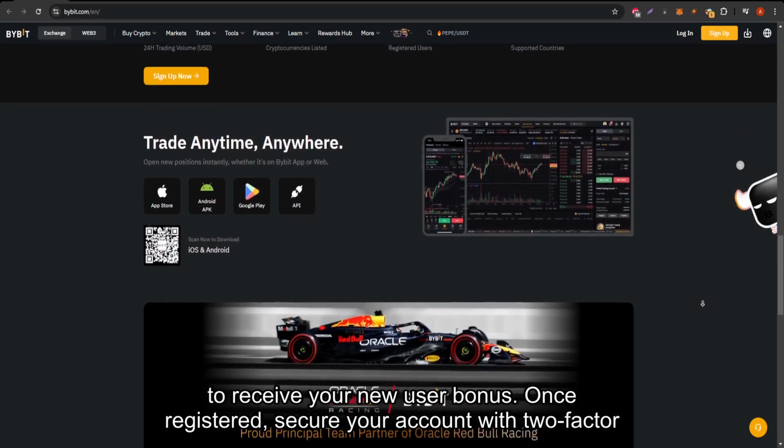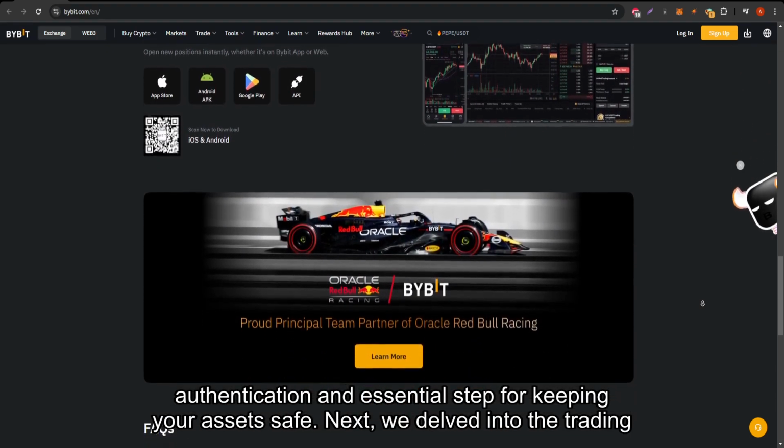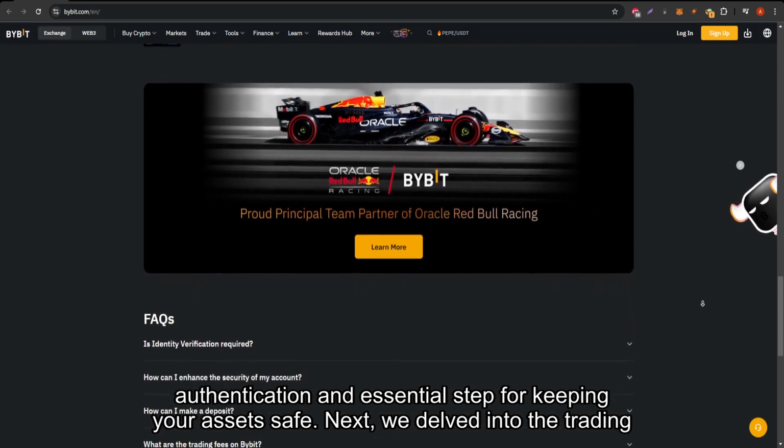Once registered, secure your account with two-factor authentication, an essential step for keeping your assets safe.